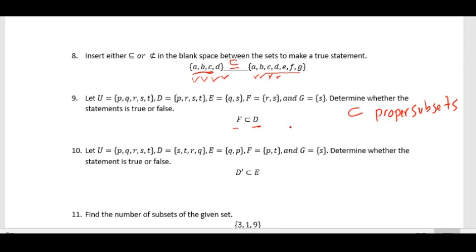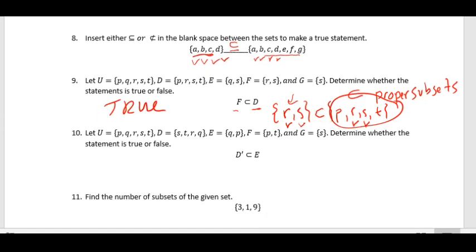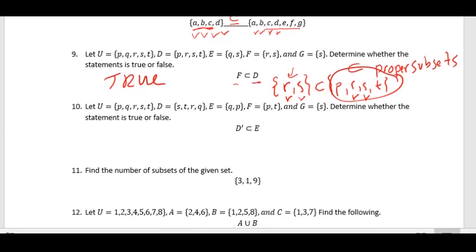Okay, so here F is {R, S}, and D is {P, R, S, T}. So first, is R in this set and this set? Yes. Is S in this set and this set? Yes. Does this have at least one element that is not in this set? And the answer is yes. So this is going to be true. If you look at 8, that would also be a proper subset. So it could be a subset and a proper subset.